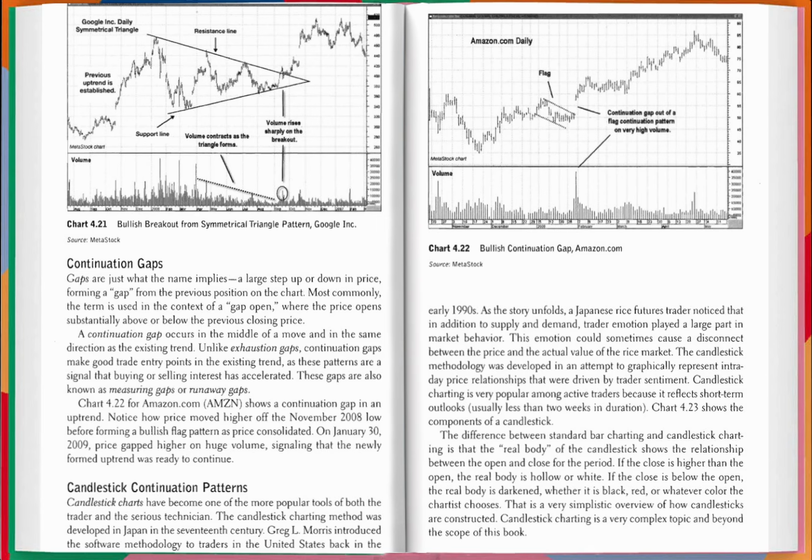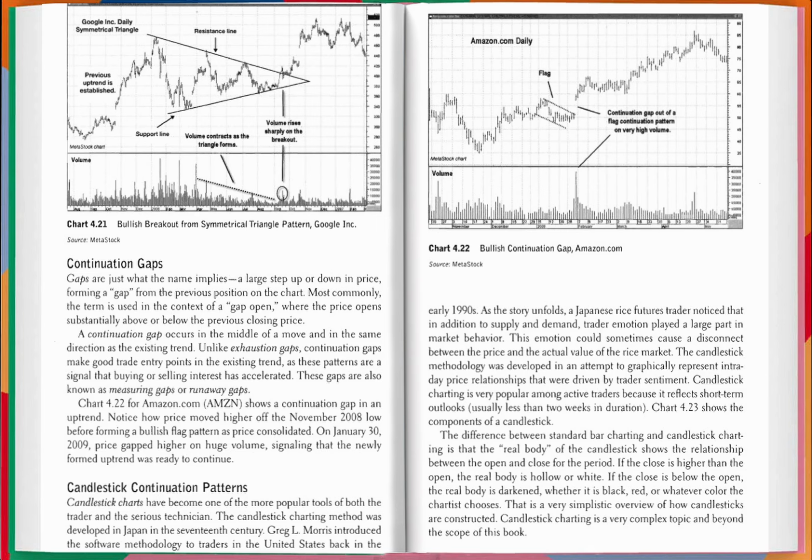Most commonly, the term is used in the context of a gap open, where the price opens substantially above or below the previous closing price. A continuation gap occurs in the middle of a move and in the same direction as the existing trend. Unlike exhaustion gaps, continuation gaps make good trade entry points in the existing trend, as these patterns are a signal that buying or selling interest has accelerated. These gaps are also known as measuring gaps or runaway gaps.